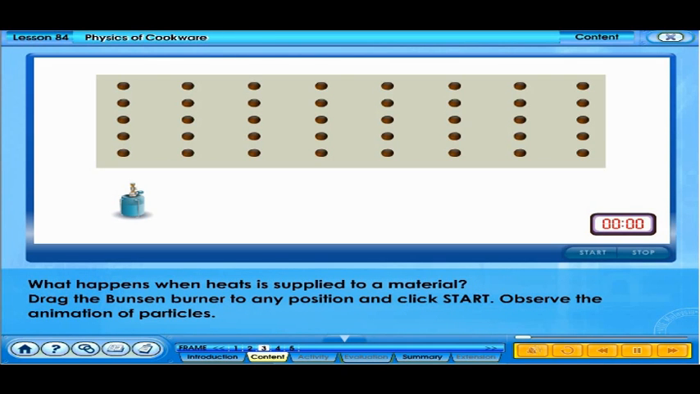What happens when heat is supplied to a material? Drag the Bunsen burner to any position and click Start. Observe the animation of particles.